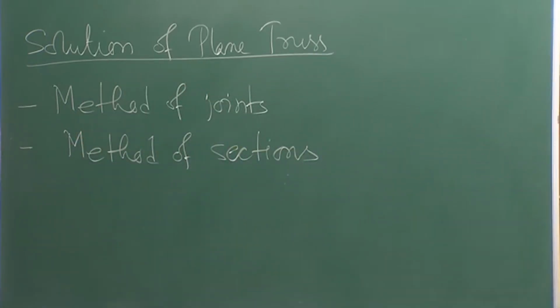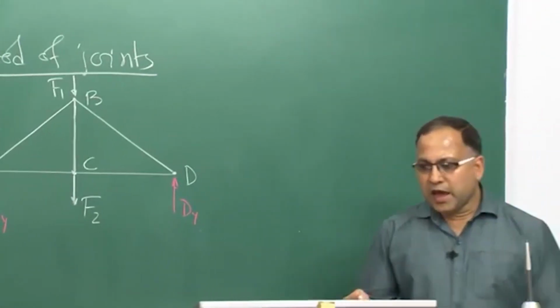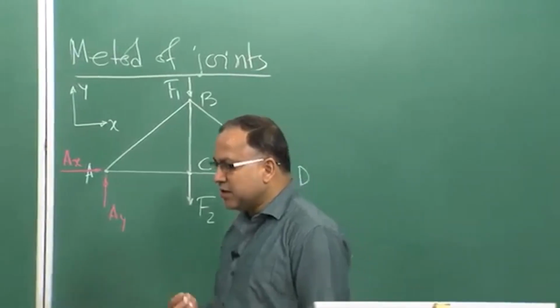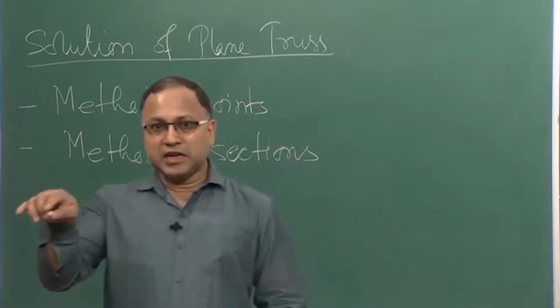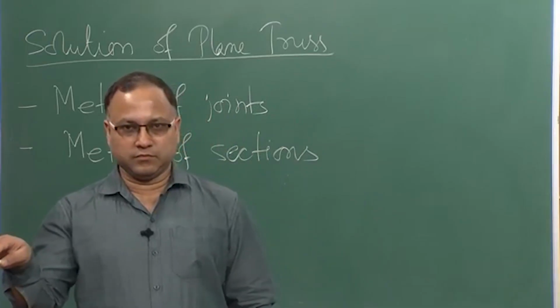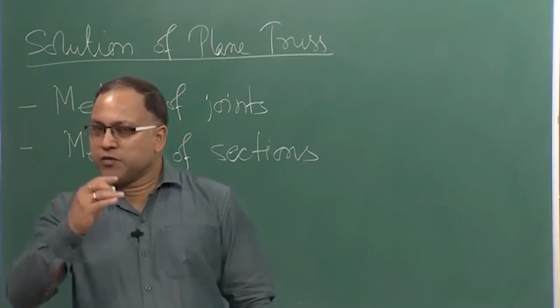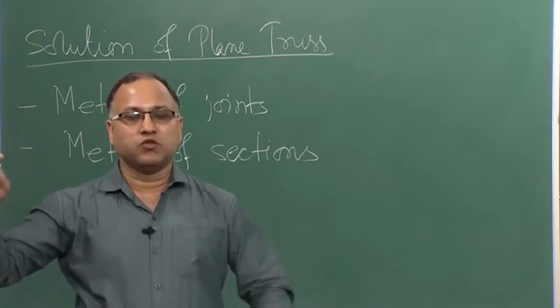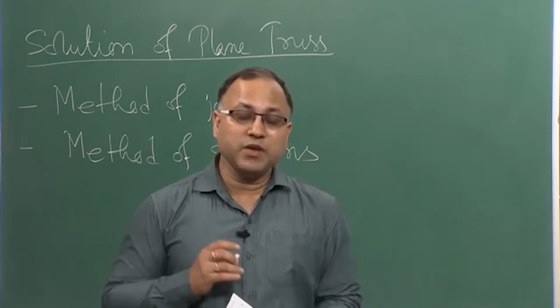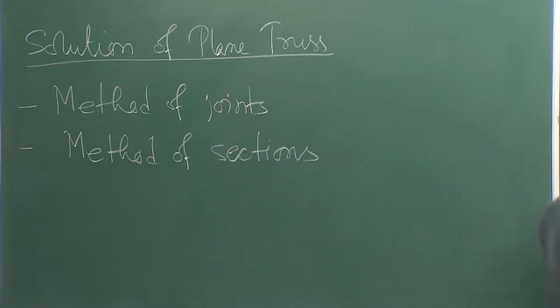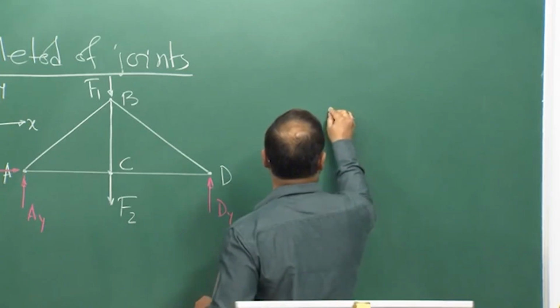We consider each and every joint, and we try to satisfy the equations of equilibrium available with me at each and every joint, and in that way we proceed for the whole truss to get the unknown member forces. Now, what does it mean? Now, let us talk about the free body diagram of joint A. So, this is your joint A.